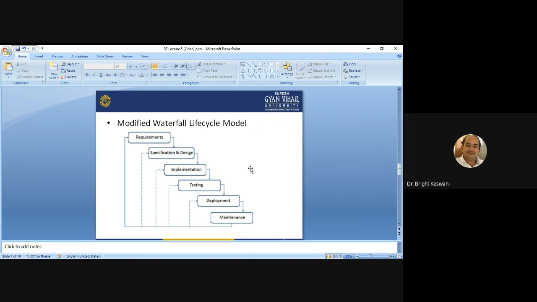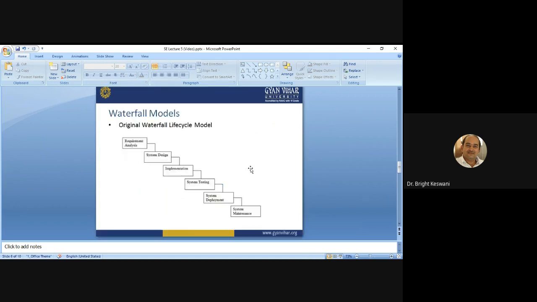So let us discuss both models one by one. First is the original waterfall life cycle. This model is also known as the classical or conventional or traditional software life cycle model. This model emphasizes that software is developed in sequential phases like analysis, design, code, etc., with established milestones, documents, and reviews at the end of each phase.